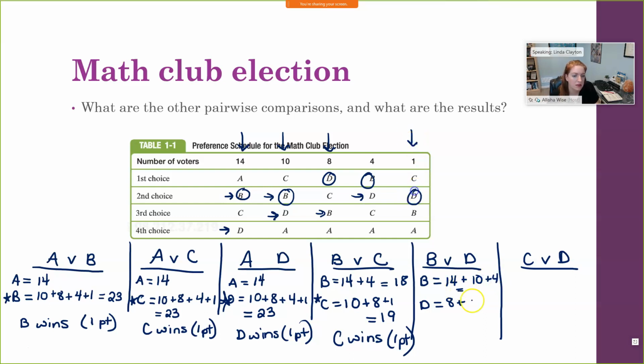And then D gets 1. So what is that, 28? Yep. So it looks like B wins? He wins, yep. Okay, good.